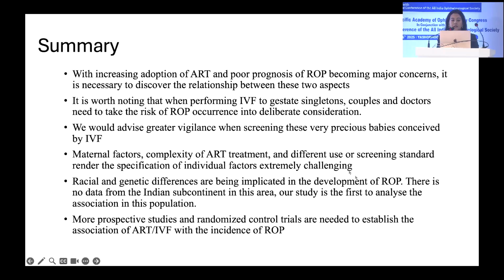So even though it is a singleton delivery, the couples and the doctors need to take the risk of ROP into account in these babies, and greater vigilance is required for screening these precious babies. However, maternal factors, the complexity of the ART treatment, and different screening standards make specification of these individual factors really challenging. There are racial and genetic factors, and there's not much data from the Indian subcontinent, and our study was one of the first to try and analyze this association. More randomized studies are required to find this association with the incidence of ROP.